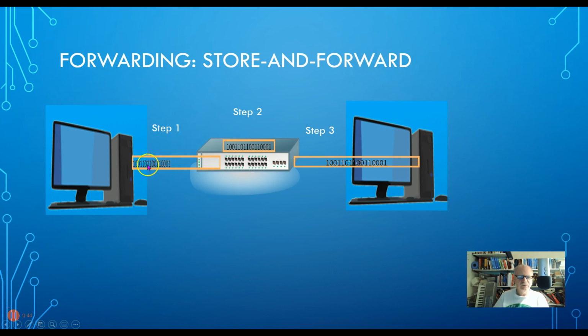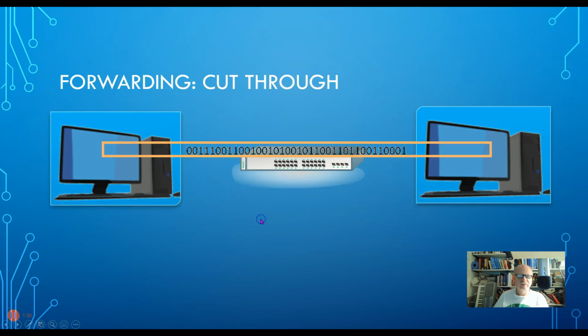So here's some data coming out of PC1. It is collected until the entire frame gets into the switch, and then the switch can check it for errors and then send it on out to PC2 over here. That's store and forward. It's a little bit slow this way because you have to collect this data and check it for errors first. What can we do to make it faster?